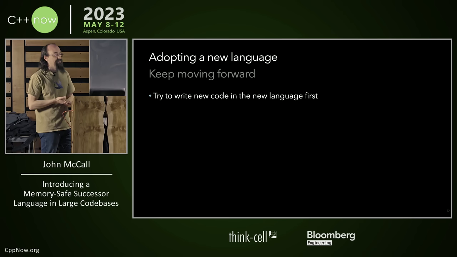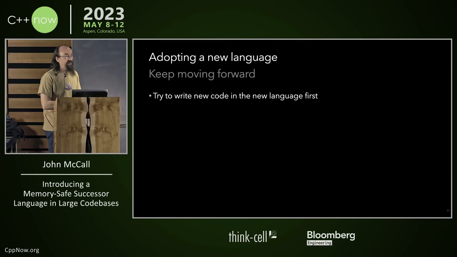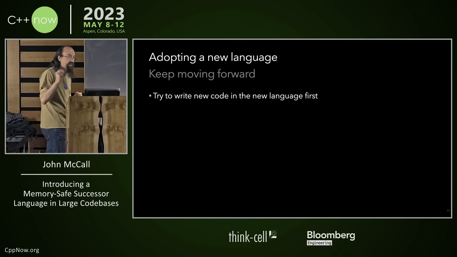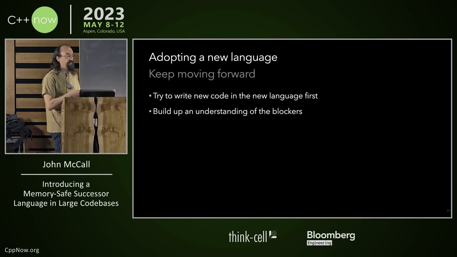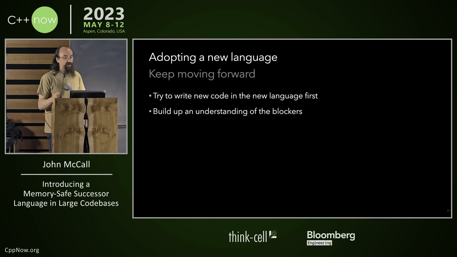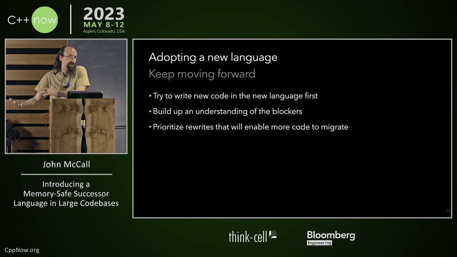The second important principle here is that you need to keep moving forward. The most important thing there is that you want to try to write any new code in the new language. Now, sometimes there is going to be a good reason that you can't do that, and that's okay, right? But you should keep track of those blockers and try to understand them and understand what work is going to unblock them. And then you can prioritize that work and make sure that it happens so that when you come back again to write new code that's of a similar kind, you won't be blocked, right? You keep moving forward across your entire project.